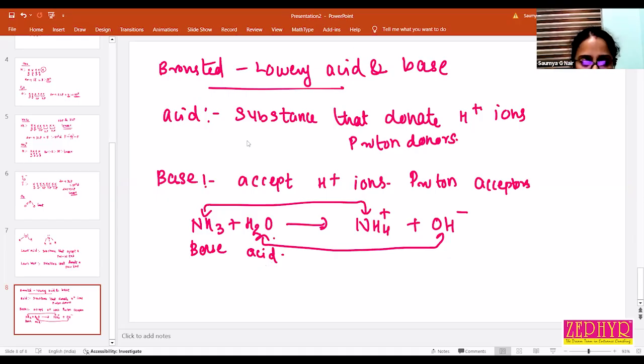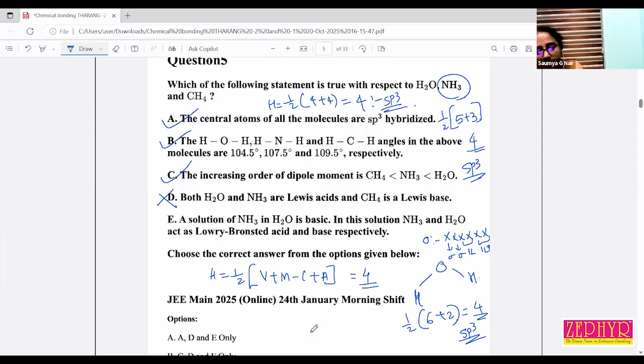Now check whether the statement is correct or wrong. Solution of ammonia in water is basic. In this solution, ammonia and water act as Lowry Bronsted acid and base? No, base and acid. Ammonia is a Lowry Bronsted base. Water is a Lowry Bronsted acid.